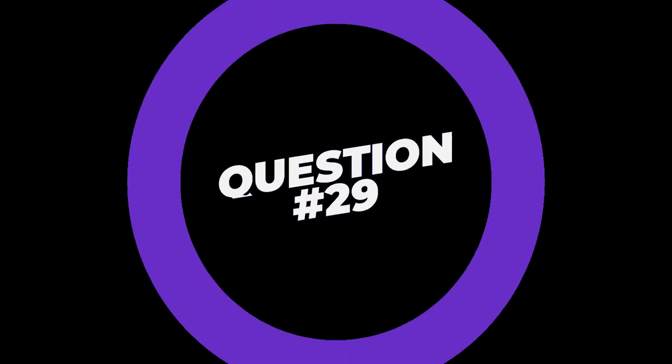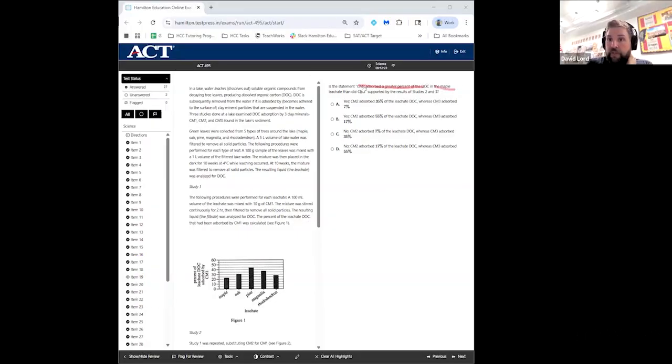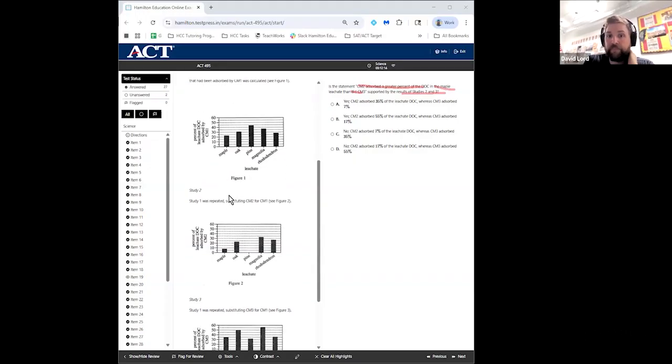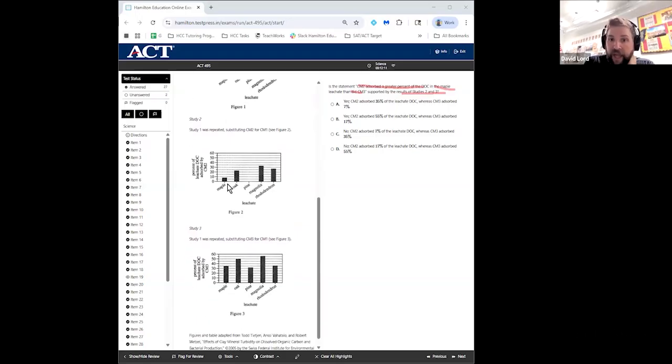And the next one: CM2 adsorbed a greater percent of DOC in the maple than did CM3, supported by the results of study 2 and 3. So comparing study 2, we want to look at maple. In study 2, maple had about 5-7%, and in study 3, it had a much greater amount. So is it greater in 2 than 3? The answer is no. So we want to focus on the other option. CM2 adsorbs 7% of DOC, whereas CM3 adsorbs 35. That sounds perfectly right. And then this one says 17, which is maybe you're looking at a wrong number or something, misread the graph.